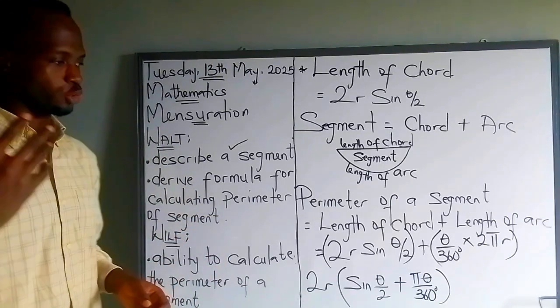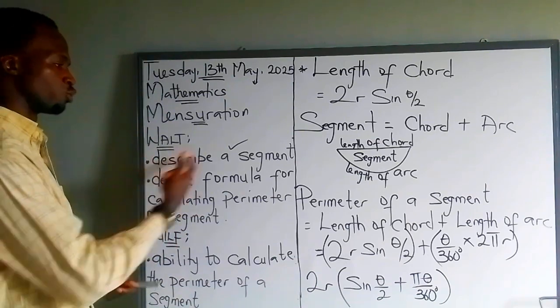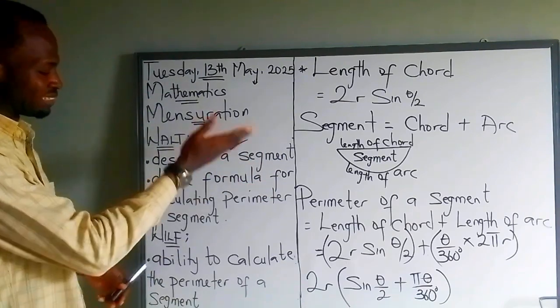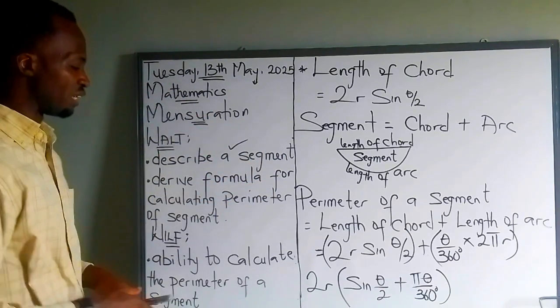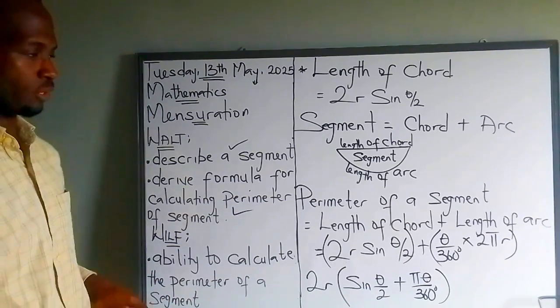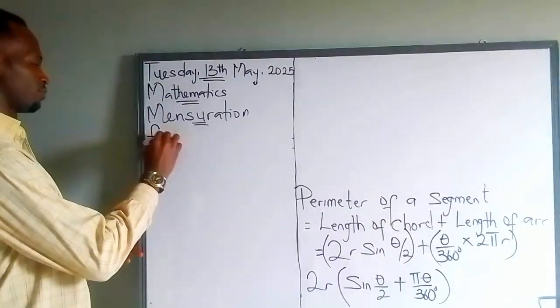So let's check for some applied questions. We've been able to describe a segment. We've been able to derive the formula for calculating the perimeter of a segment. So let's now see the application. So let's take an example.